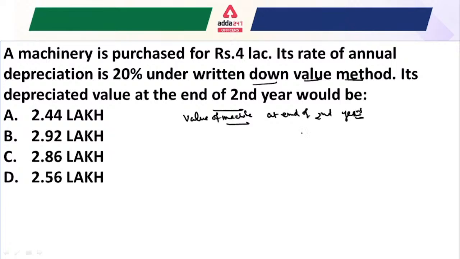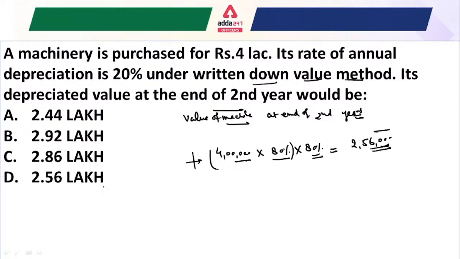At the end of the second year. That means if our machine value is 4 lakh, then for the first year it would be depreciated by 20%. That means now the value of the machine will be 80%, and again it is depreciated by 20% of this value. That means again it is 80%. So we only have to solve this calculation, and we will get the value of the machine, that will be 2 lakh 56,000 rupees, and that will be your answer.